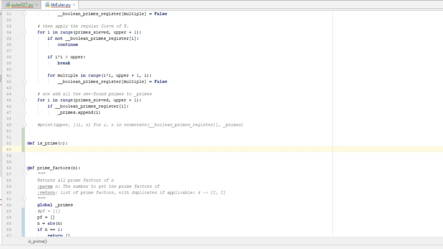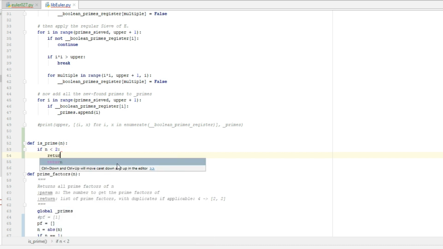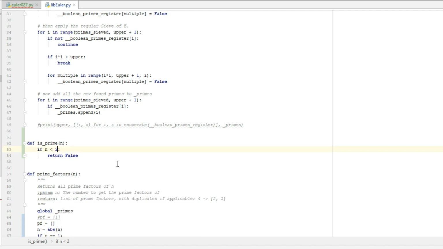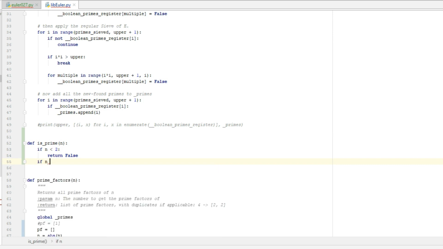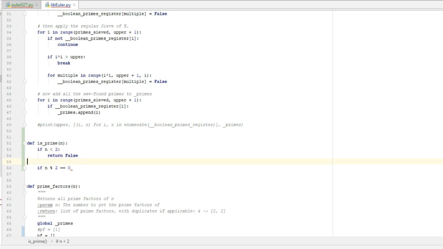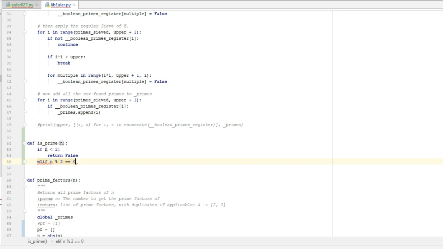If n is less than 2, return false. If we get a negative number, because negatives aren't considered prime, or if we get a 1 or a 0, those aren't prime. 2 might be, and if n modulo 2... no, let's hold off with that.